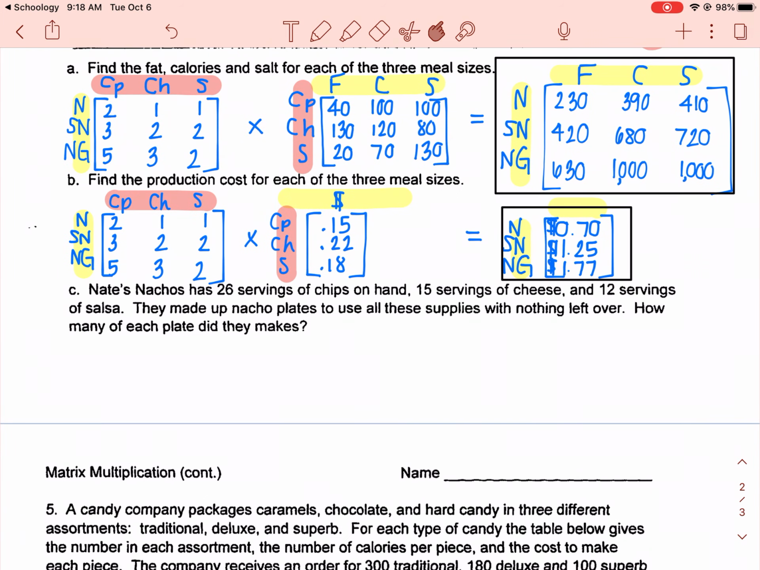Okay, so hopefully you're getting the hang of it. You're trying these out. The last part, C, is: Nate Nachos has 26 servings of chips on hand, 15 servings of cheese, and 12 servings of salsa. They made up nachos plates to use all of these supplies with nothing left over. How many of each plate did they make?